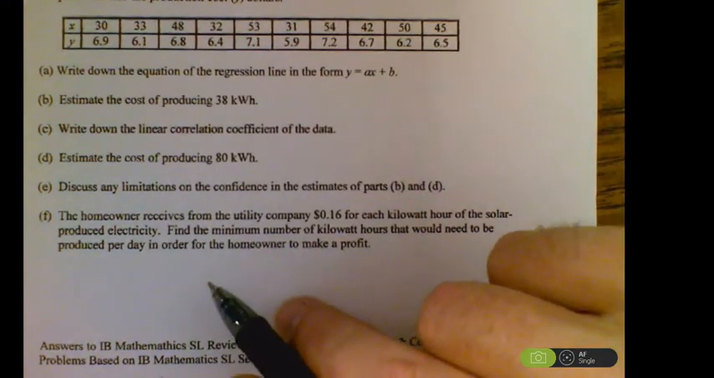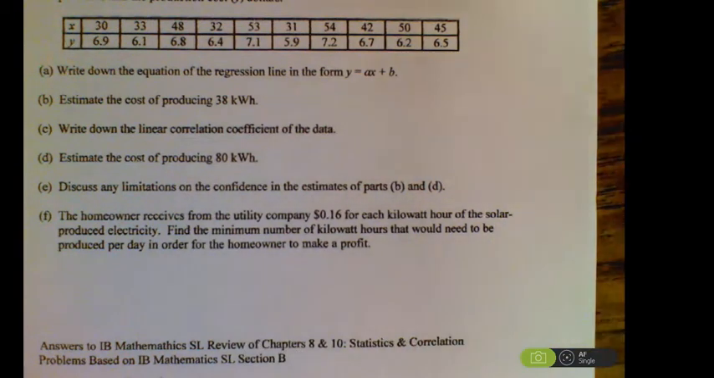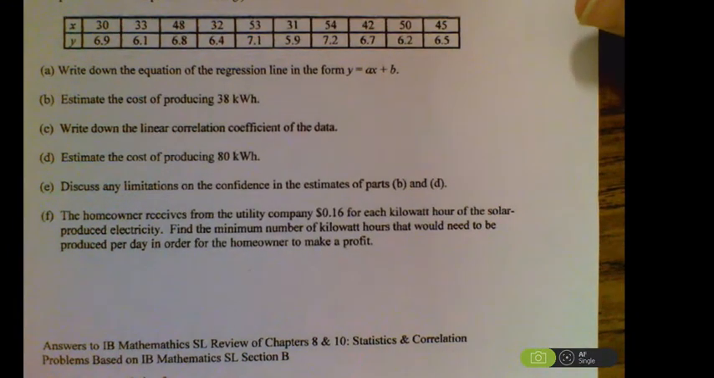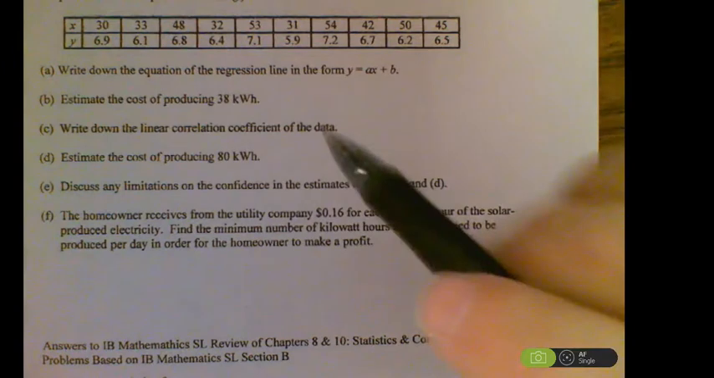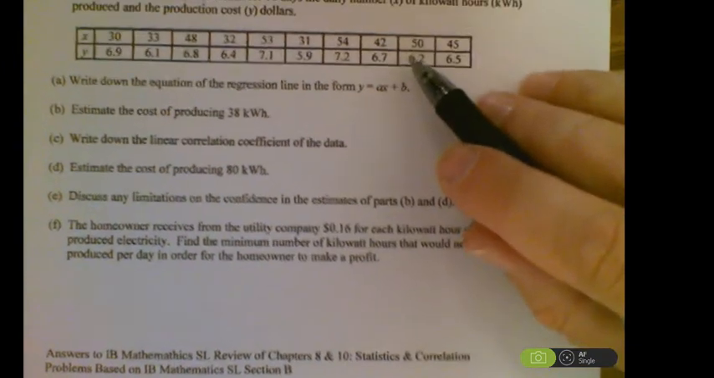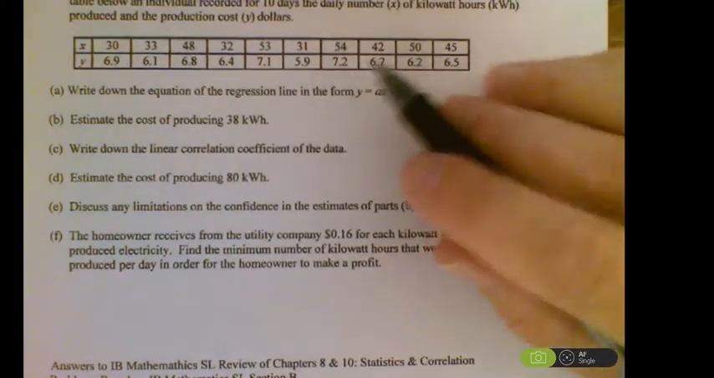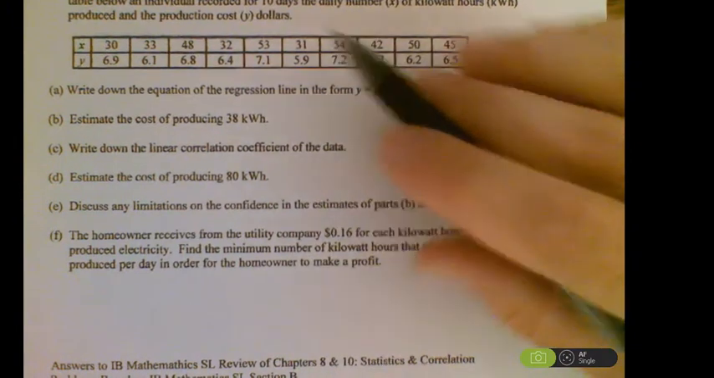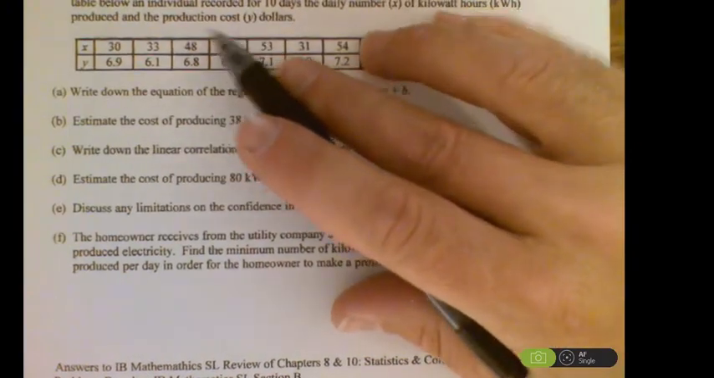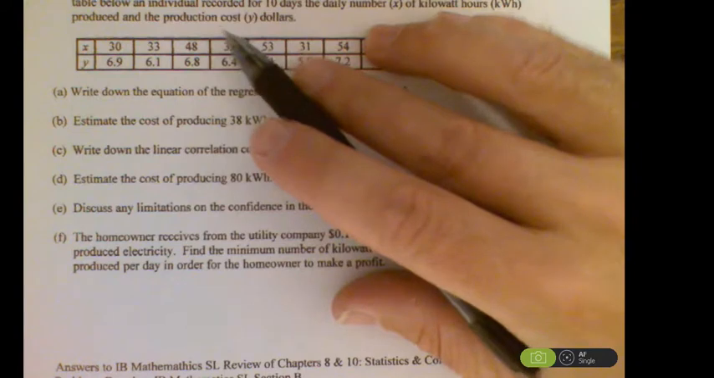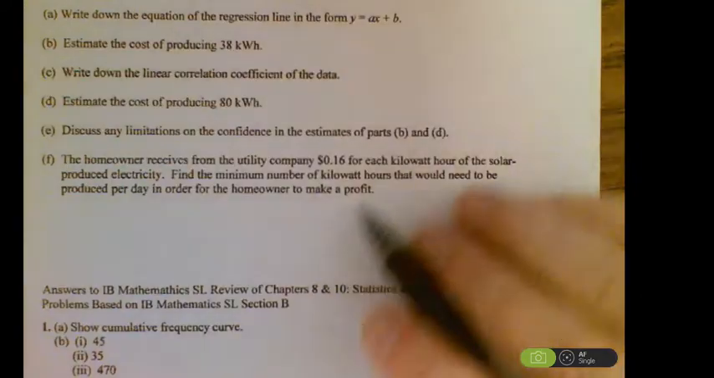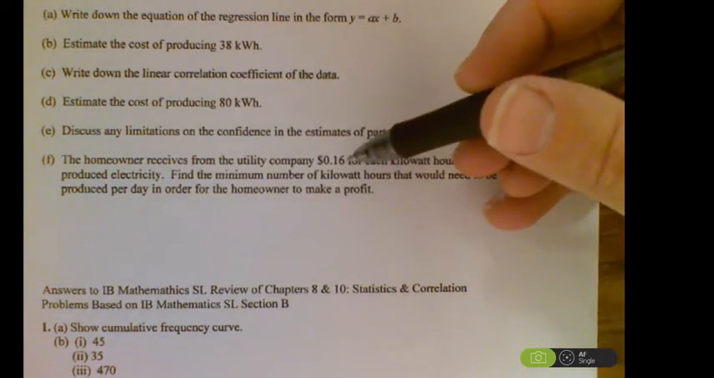So moving on to F, the homeowner receives from the utility company 16 cents per kilowatt hour. So for this one, what they're asking is to compare the cost function. So remember, this is like what it's costing the company per kilowatt hour, right? It's production cost. So this is what it costs the company. This is what it costs the customer.